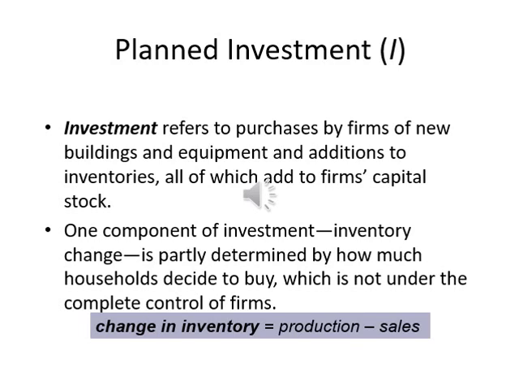Planned investment, I. Investment refers to purchases by firms of new buildings and equipment and additions to inventories, all of which add to firms' capital stock. One component of investment, inventory change, is partly determined by how much households decide to buy, which is not under the complete control of firms. Change in inventory equals production minus sales.